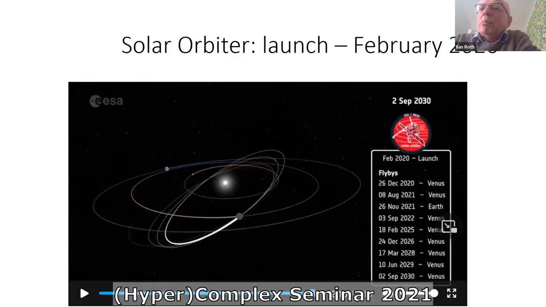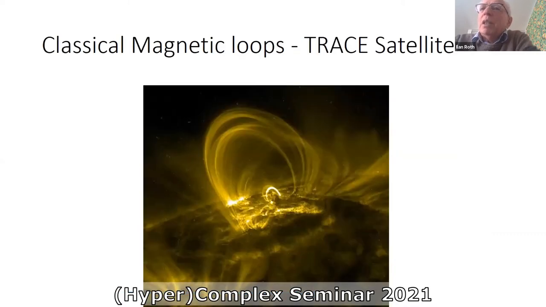A year ago, during the pandemic even, NASA and ESA launched the Solar Orbiter, which will not go that close to the Sun but will, on the other hand, be at an inclination from the ecliptic plane. The ecliptic plane is the plane of the planets. And this combination in the measurements will be very beneficial.